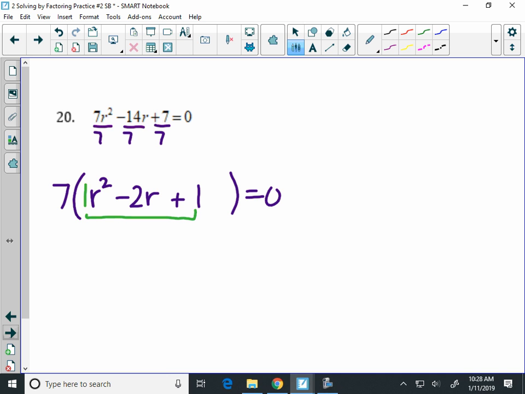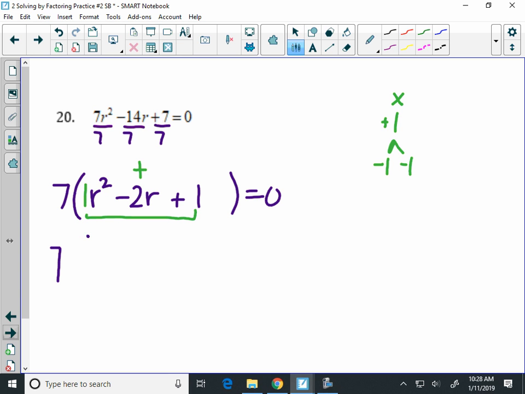So I need two numbers that multiply to 1 and add to negative 2. So since I'm multiplying to be a positive, I need two positive or two negative. This negative 2 is a negative number, so I'm going to need two negatives. So here I'm going to have negative 1 and negative 1.